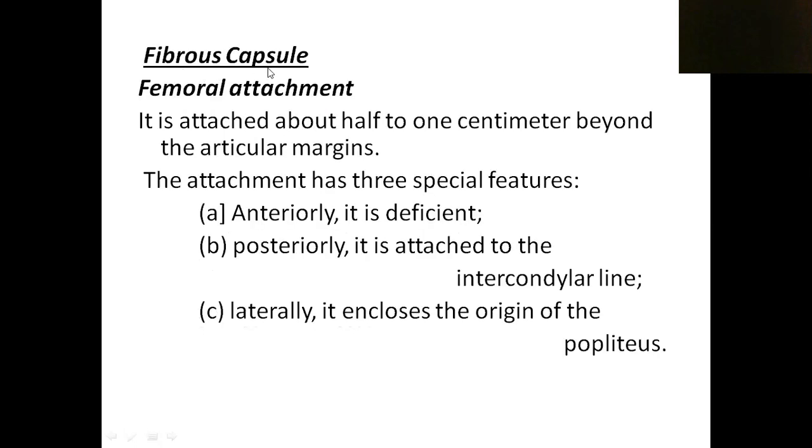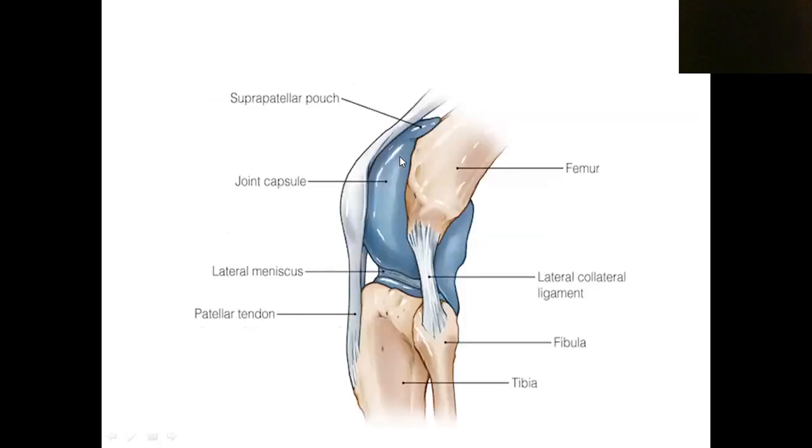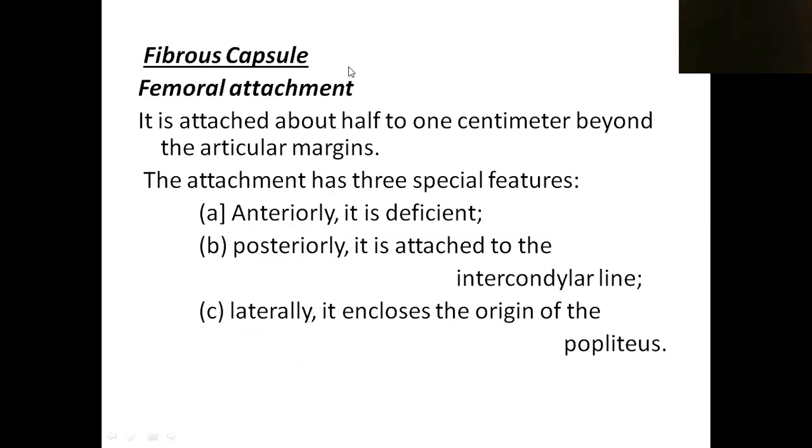The fibrous capsule, see, this is what the fibrous capsule means. Its upper end is connected to the femur and its lower end is connected to the tibia. See this structure. This is the upper end. This is the lower end. So this sac-like structure encloses the joint, or covers the joint. That is what the capsule is. So the fibrous capsule encloses the joint.